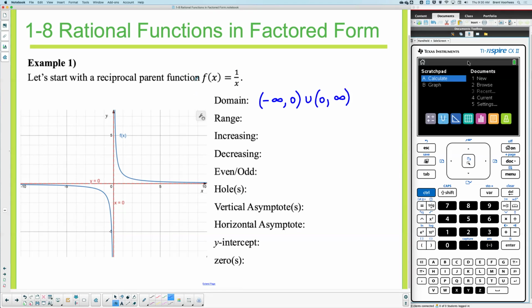So this is just showing us what we call a parent function. That just means the standard rational. That's what it'll look like, these C curves like this.